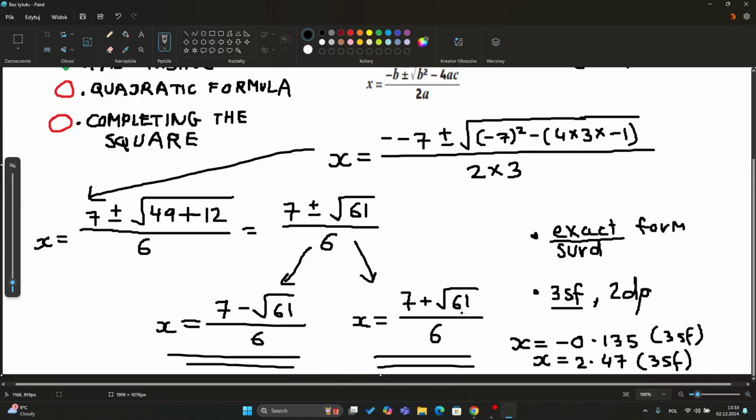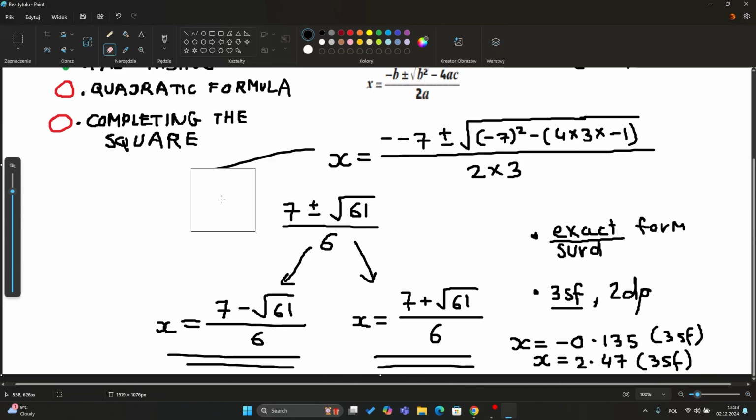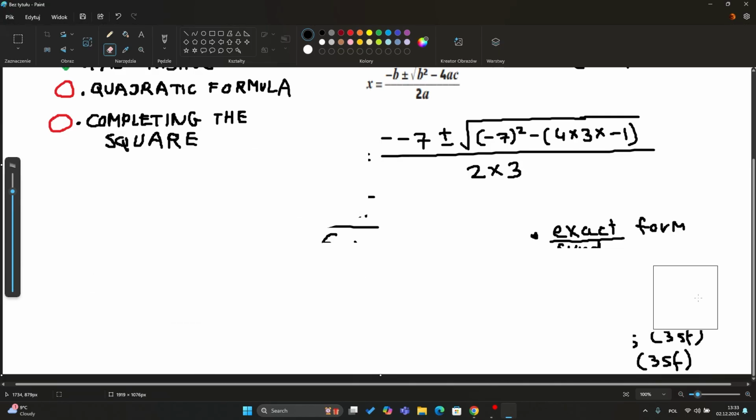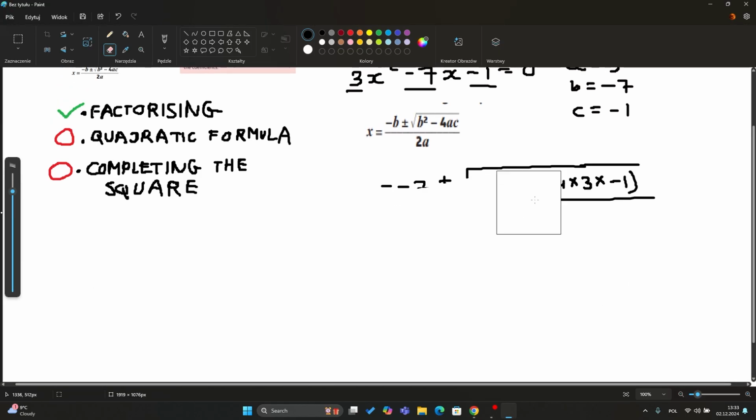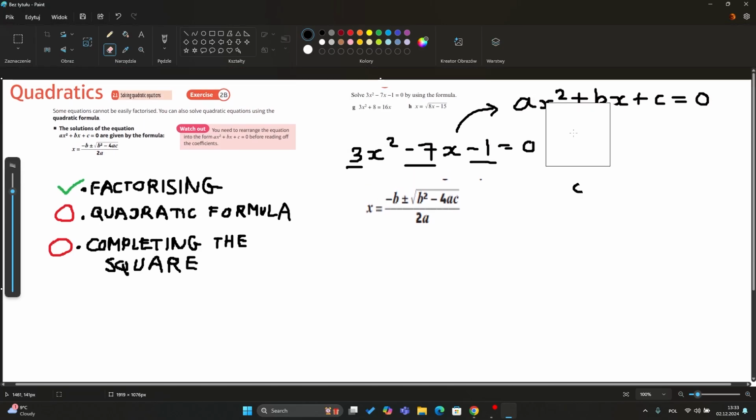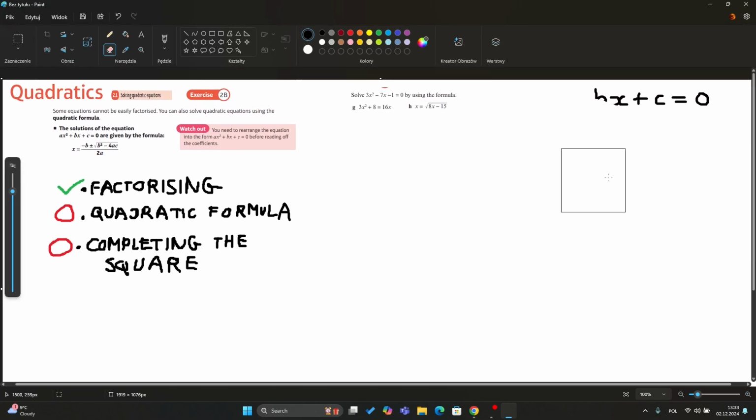So whenever a question asks us for an exact or surd form, we leave it as it is, but if it asks for 3 significant figures, then we have to convert it to 3 significant figures. And make sure you read the question carefully, because this can happen to anyone by misreading the question, and they can get their answer wrong and lose a mark.